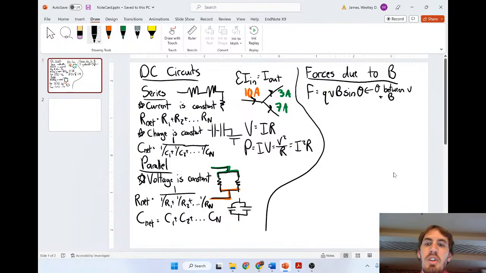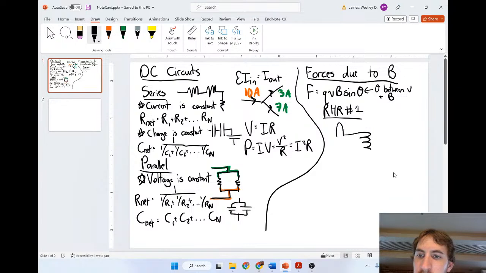So, how do we find the direction of the force? Right-hand rule number 1. And I'm going to attempt to draw a hand, and it's not going to be pretty. Right-hand rule number 1 says, there's a thumb, clearly. I like the way someone else did it, so I'm stealing it and doing it the same way.